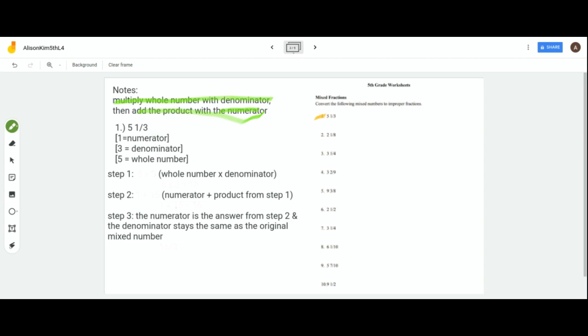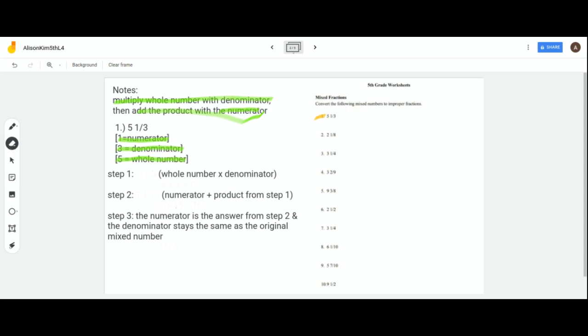So number 1 is 5 1/3. Based on the fraction, we are given the numerator, which is the number on top, 1 in this case, and the denominator, which is the number on the bottom, 3 in this case, and the whole number, which is 5. Now we're going to move on to step 1.